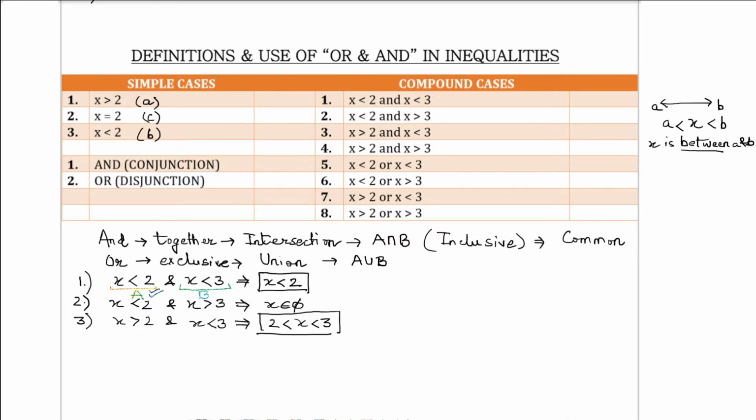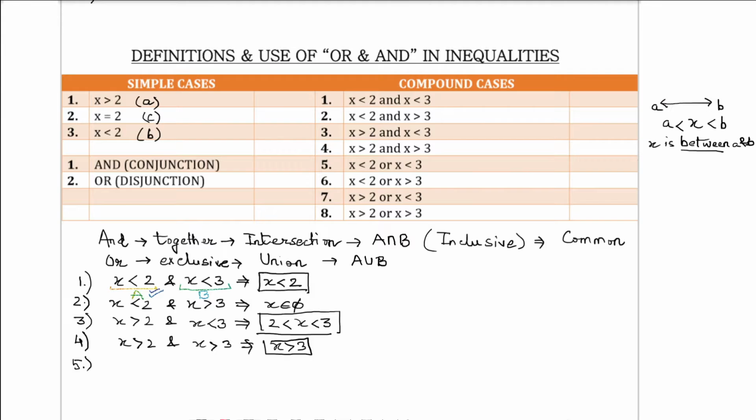Let me talk about the fourth case. So the fourth case basically talks about, let's say, x is greater than 2 and x is greater than 3. So I hope it is fairly simple now, and you can immediately come down to a conclusion which says x is greater than 3. Let me talk about the fifth case now.